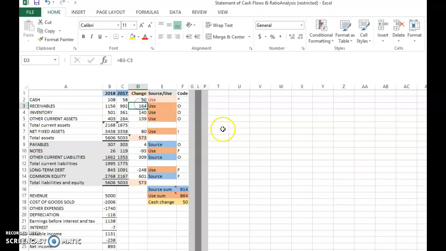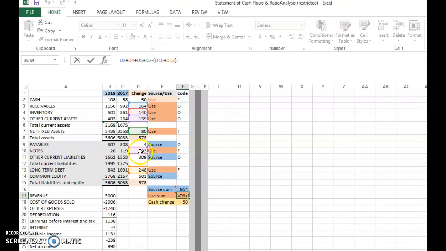So this is a use: 164 plus 140 plus 139 plus 80 here, then plus, ignore the negative sign, 93, because it's also a use of cash, then plus 248, ignore the negative here. So the total use sum is $864 million. Note this: it is a sum of all the uses, ignoring the negative, because the negative indicates a change in the account balance.